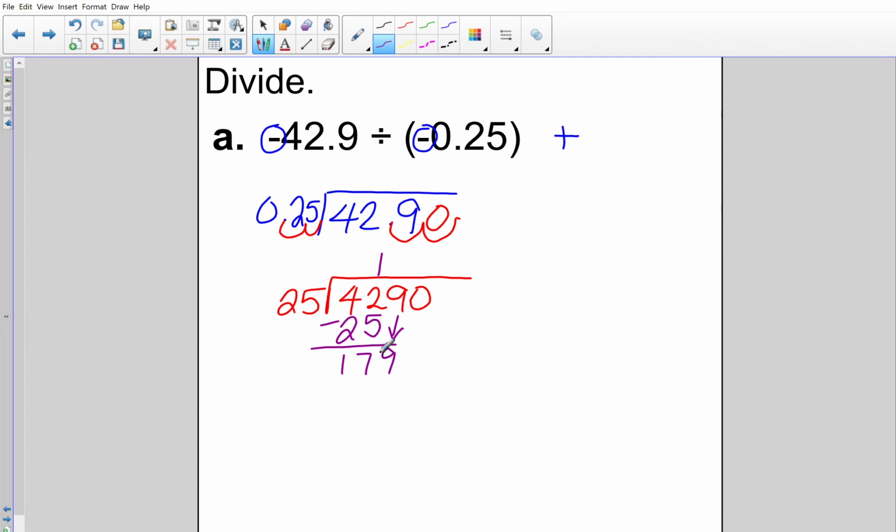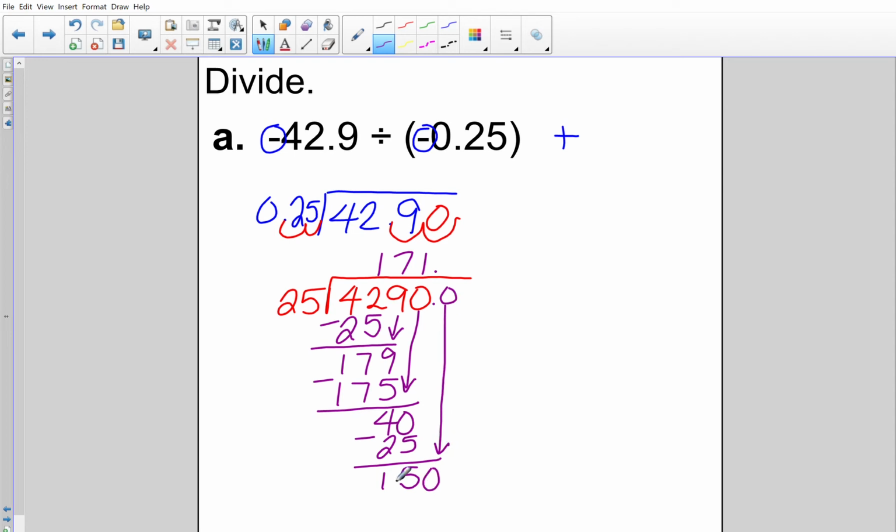So 25 goes into 179 7 times. That's going to give me 175. And when I subtract, I only have 4 left. So I can bring down my 0. 25 goes into 40 just once. I subtract that and I have 15. So now I do need to add back in that decimal, add another 0. And now 25 can go into 150 exactly 6 times, which gives me 150. So that would be my solution. Feel free to check yourself in the calculator.